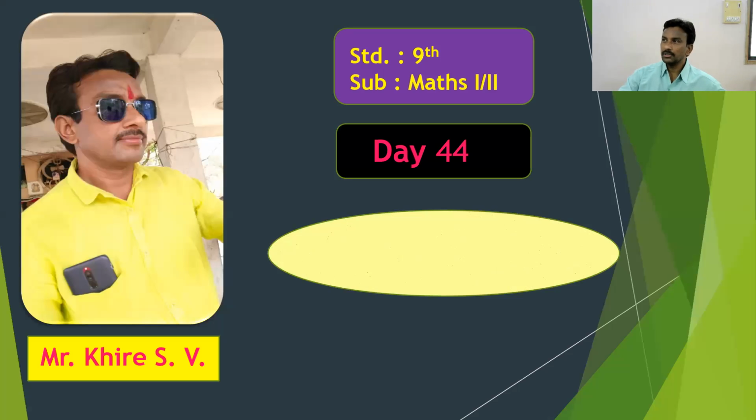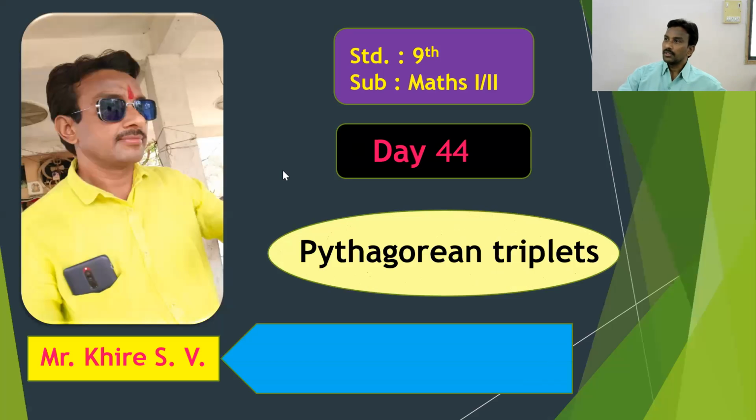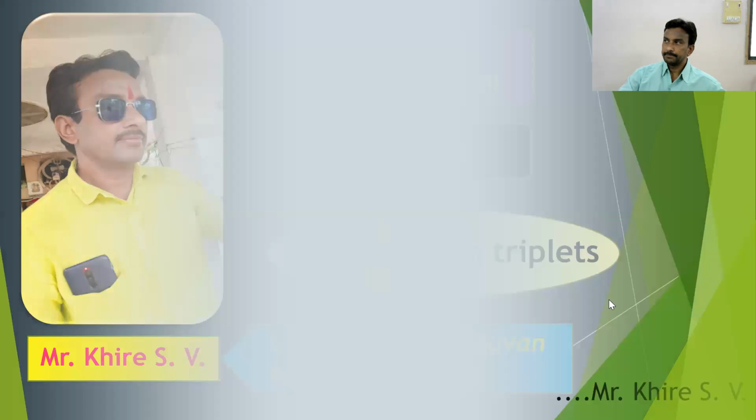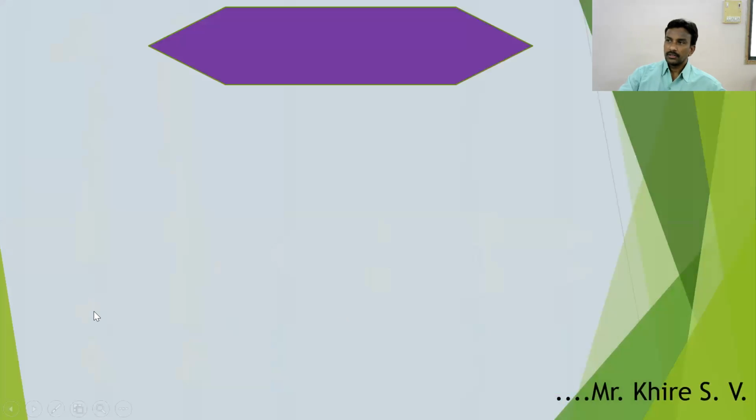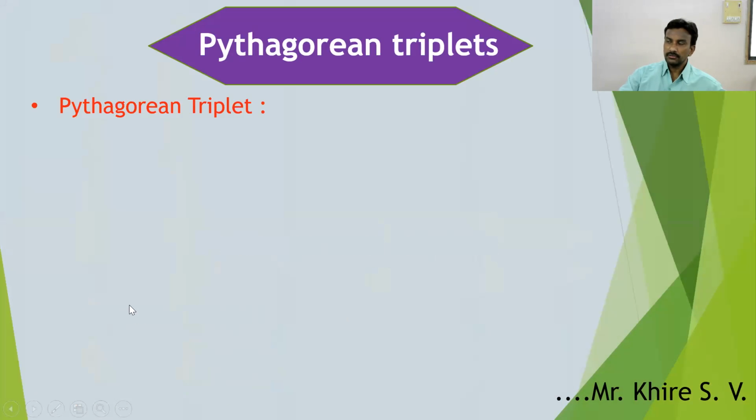Topic is Pythagoras theorem. Yesterday we have already seen Pythagoras theorem. Today we are going to study about some problems based on Pythagoras theorem and Pythagorean triplets also. So our today's topic is Pythagorean triplets. Do you know triplets of Pythagoras or Pythagorean triplets?